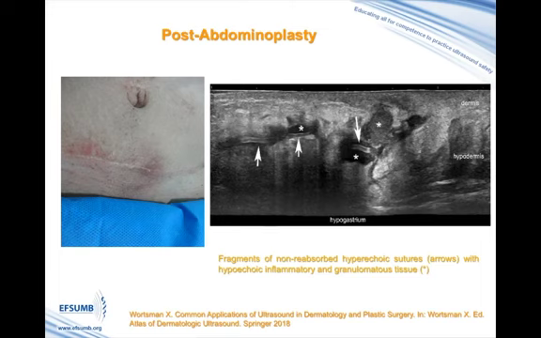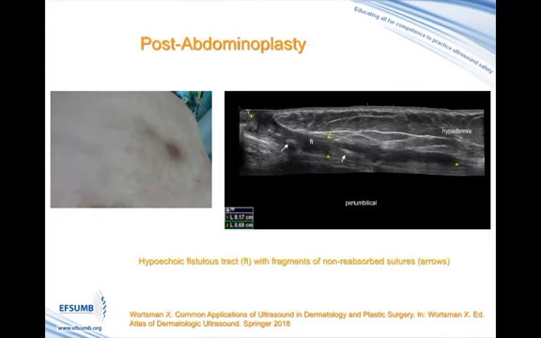Another case, post-abdominoplasty, shows a cutaneous lesion in the abdominal wall that corresponded to a hypoechoic dermal and subcutaneous fistulous tract. Within this fistulous tract, you can notice some hyperechoic small fragments that corresponded to non-reabsorbed sutures.